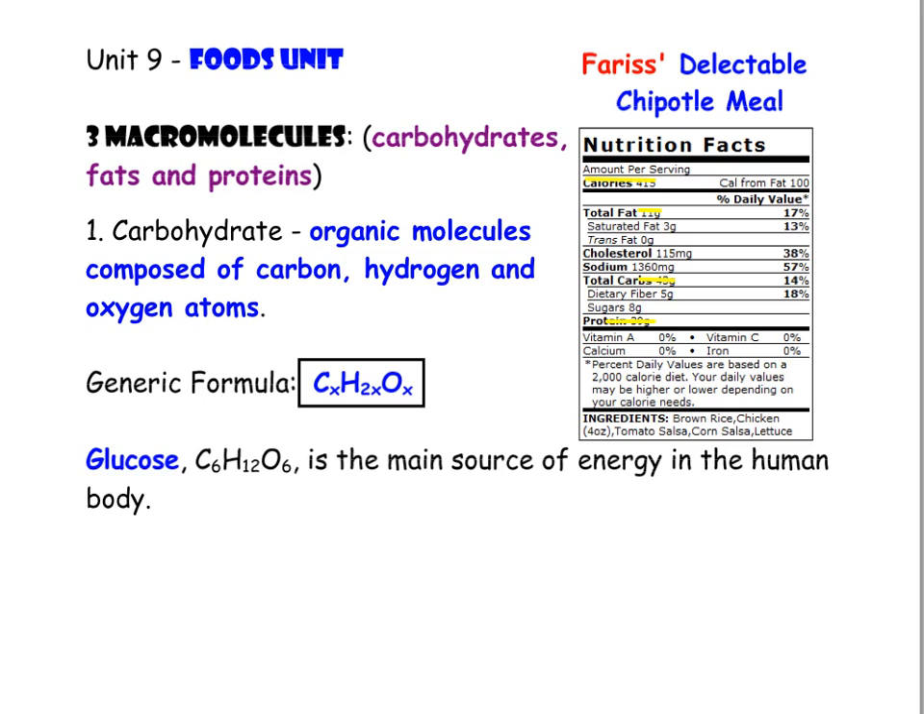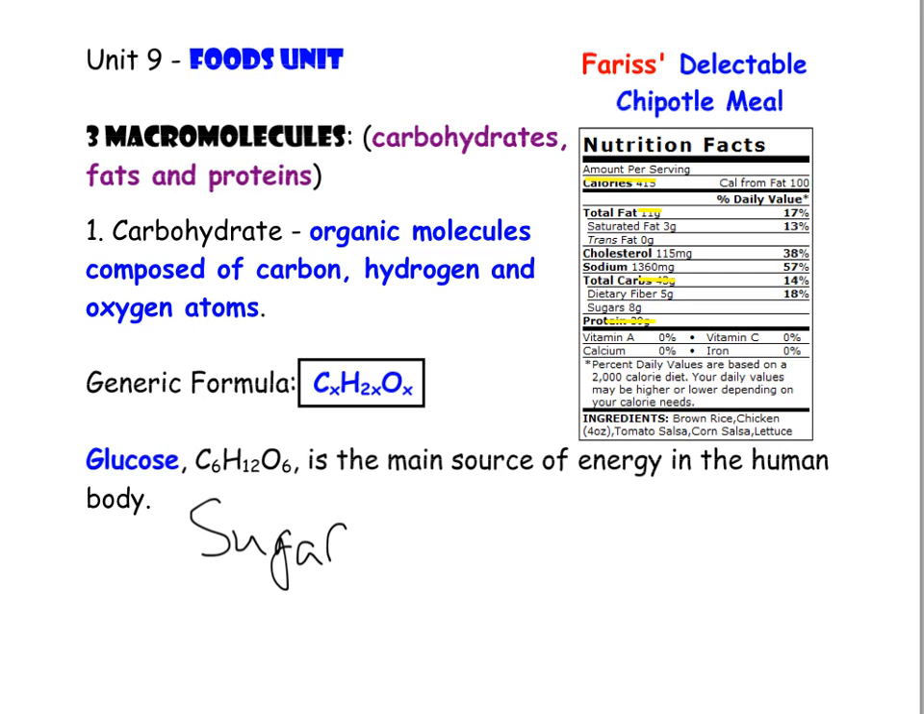Carbohydrates will have this generic formula of CxH2xOx. So an example of this would be glucose. And with glucose you have C6, and notice H12 here because you have 2x, O6. It is the main source of energy in the human body. This is also often just referred to as sugar, and that is a form of a carbohydrate.